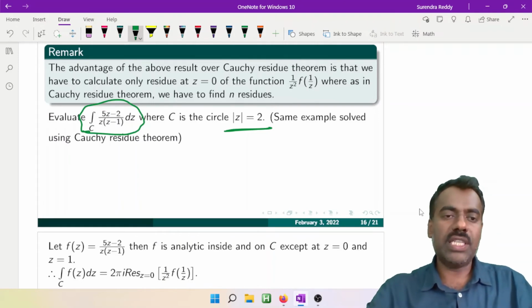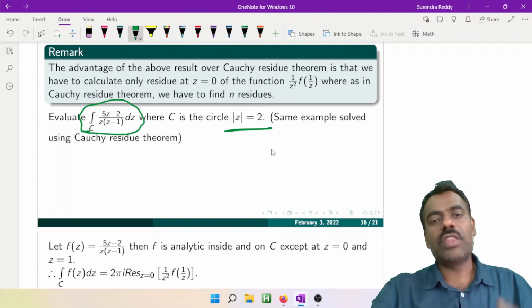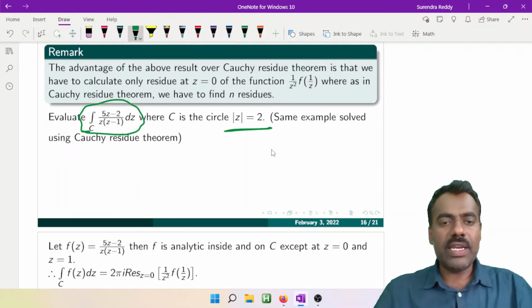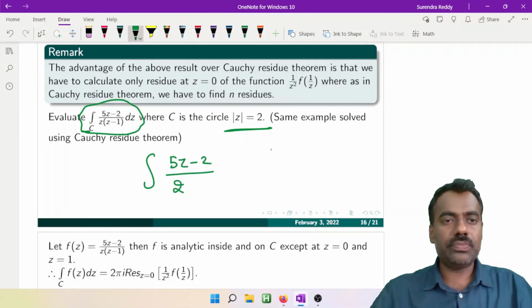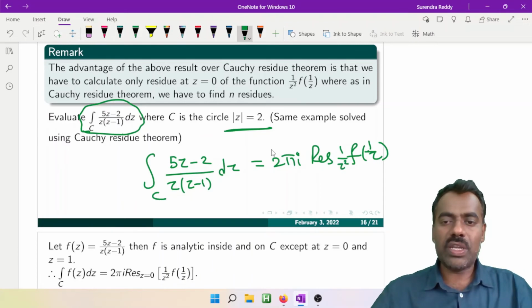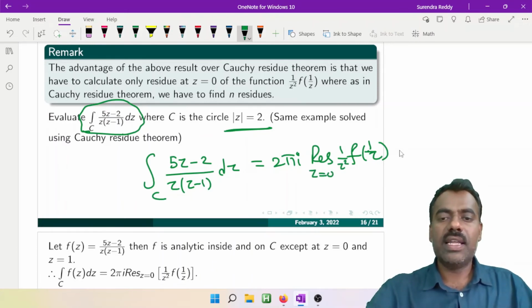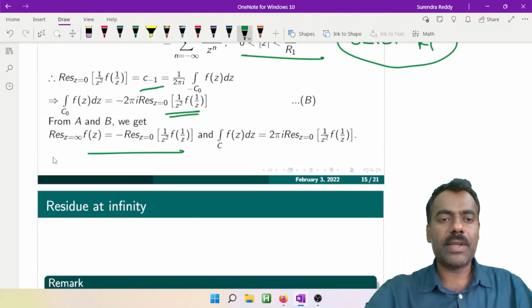Okay, and these are the only two places where f is not analytic. So therefore we can have the integration of (5z minus 2) by z into (z minus 1) dz. This is nothing but 2 pi i times the residue of f of 1 by z, times 1 by z square, into f of z, at z is equal to 0. Okay, this is the result which we have seen here, right?